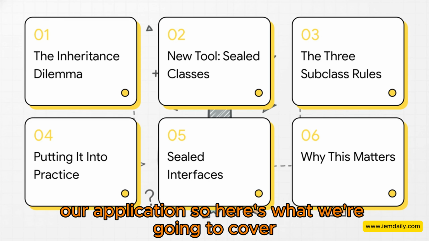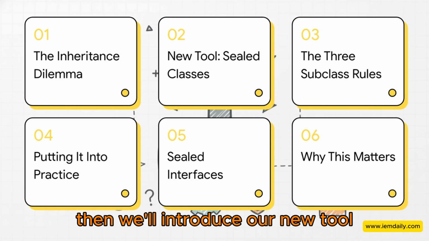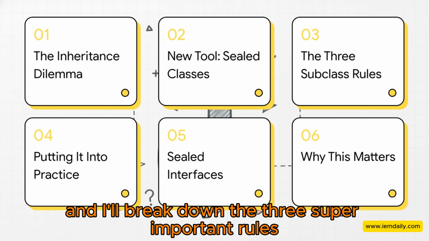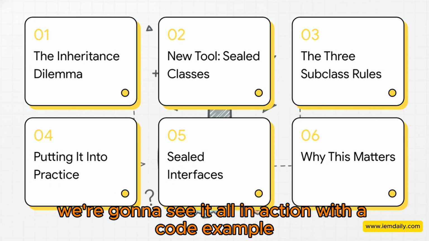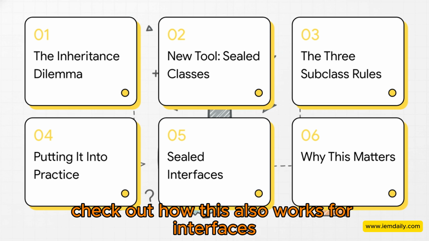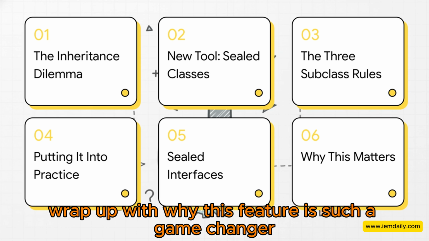So here's what we're going to cover. We'll start with that classic inheritance dilemma. Then we'll introduce our new tool, sealed classes, and I'll break down the 3 super important rules that their children have to follow. We're going to see it all in action with a code example, check out how this also works for interfaces, and then wrap up with why this feature is such a game changer for your code.